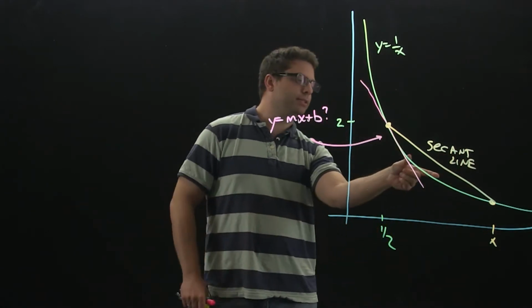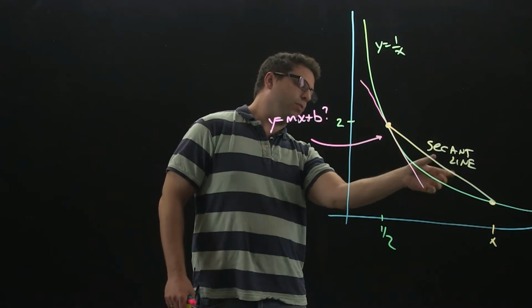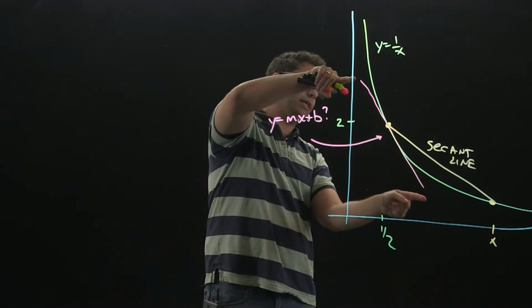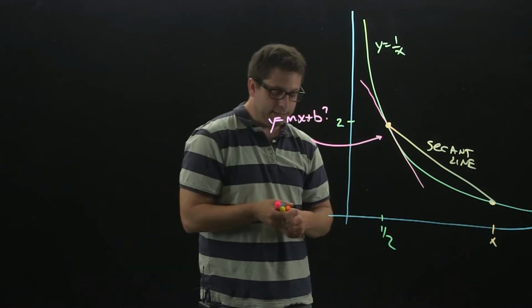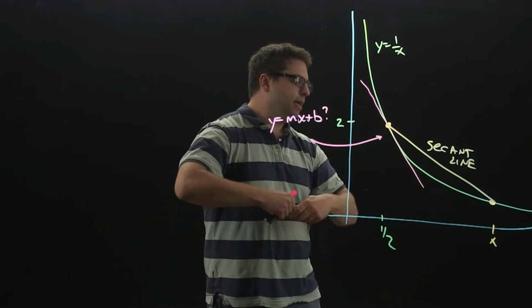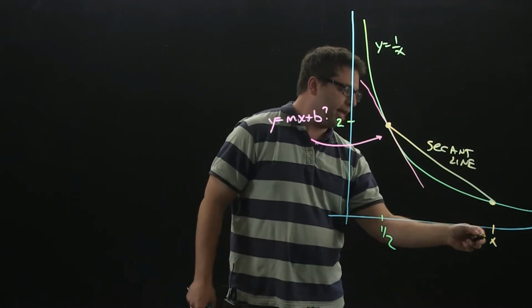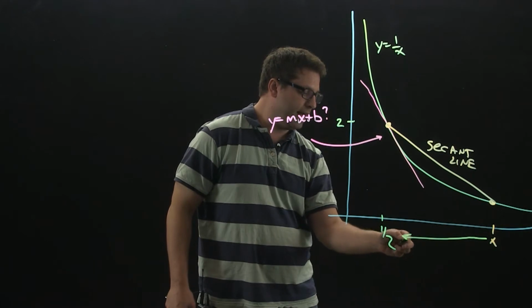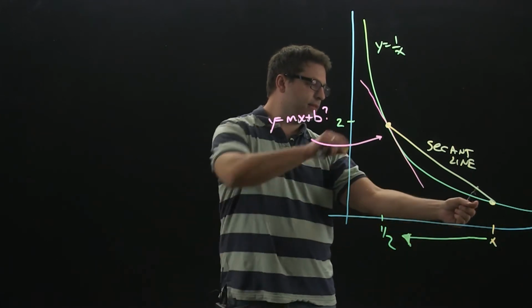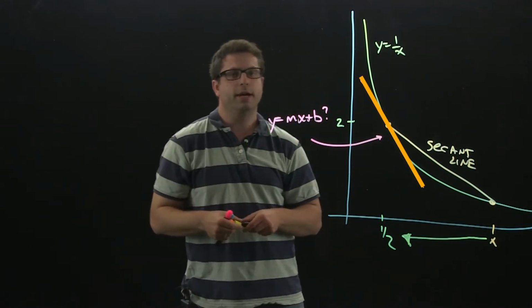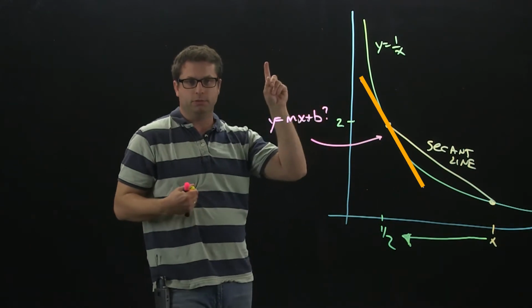Now you can see that the slope of this secant line is going to look somewhat similar to the tangent line right here. Now the idea is that I'm going to calculate the slope of this secant line, and if I can choose x values closer and closer to 1/2, then this secant line is going to become this tangent line. So I actually have a little demonstration which you can see right now.